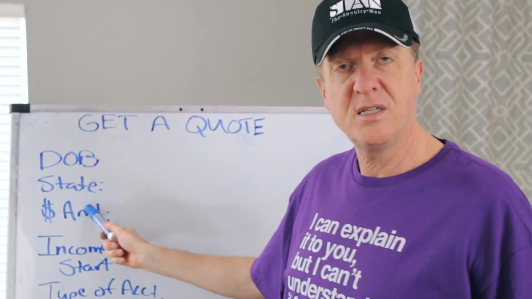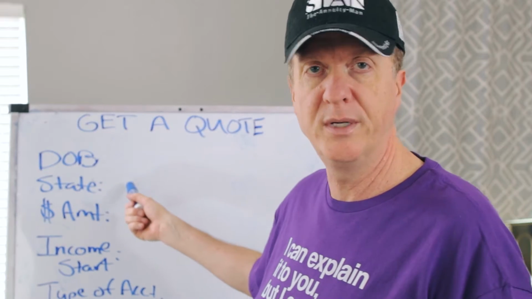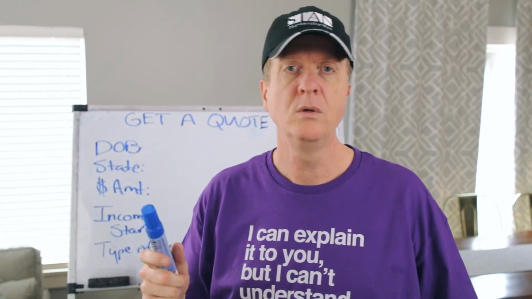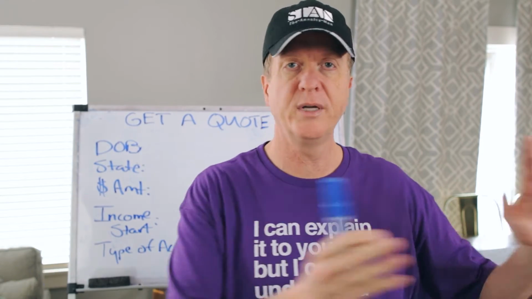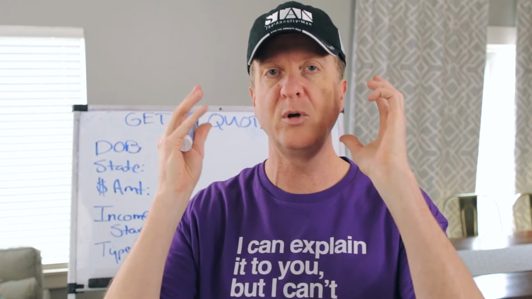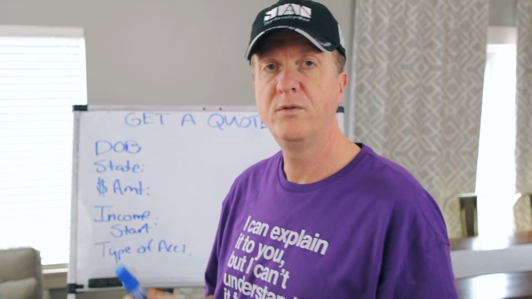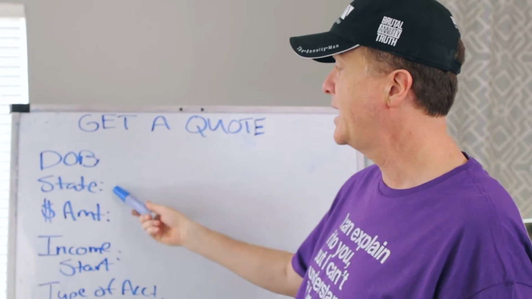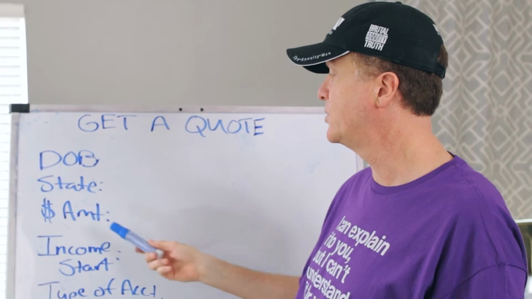State of residence. This is very important. Annuities, fixed annuities, income annuities are regulated at the state level. So not all annuities that are available in California are available in Texas, are available in Florida, are available in the lovely state of Utah, right? So state of residence. So that's a filter.